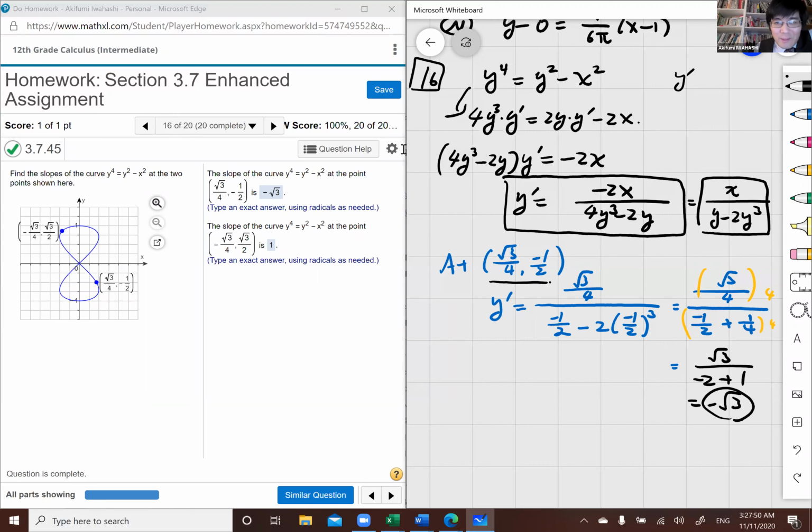For the second part, you just do the same thing, just input the different values and calculate carefully. Okay, so I'm not going to explain that, but you just plug into here.